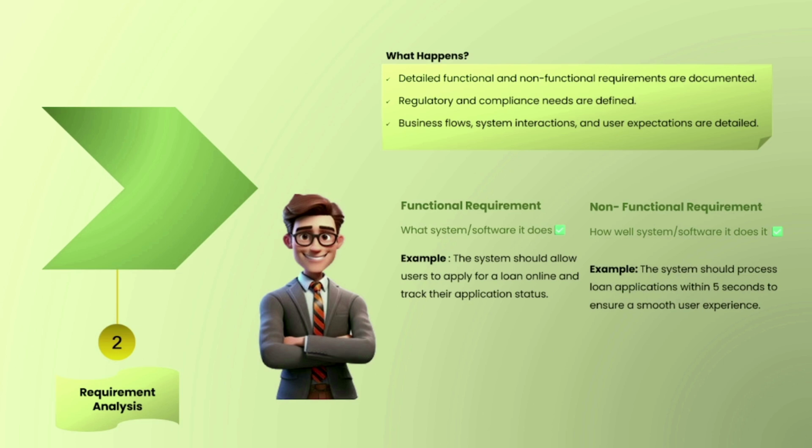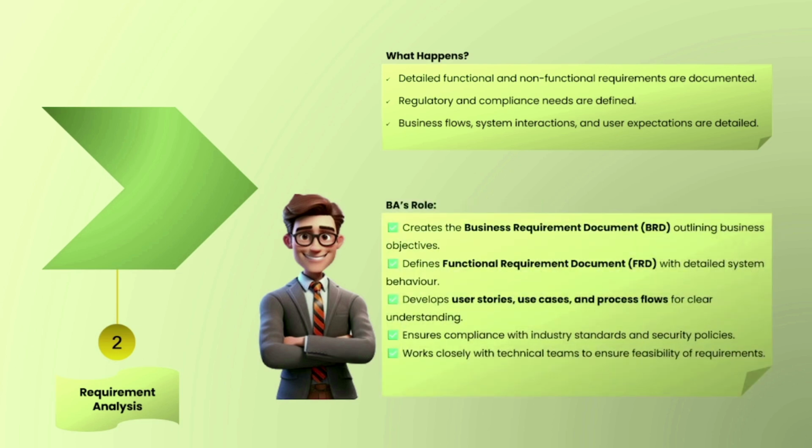Again, I'll repeat, we will go into detail on functional and non-functional requirements in an upcoming tutorial. Well, let's see the other thing, meaning what is the BA role here. The BA creates the business requirement document, that is the BRD. He creates the functional requirement document, FRD, in detail, meaning no doubt about it. Then he develops user stories, use cases, and process flows for clear understanding, ensures compliance with industry standards and security policies, and works closely with the technical teams to ensure feasibility of requirements.